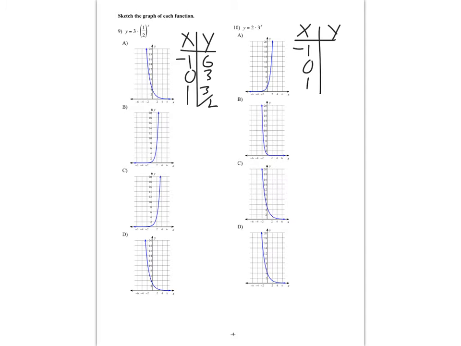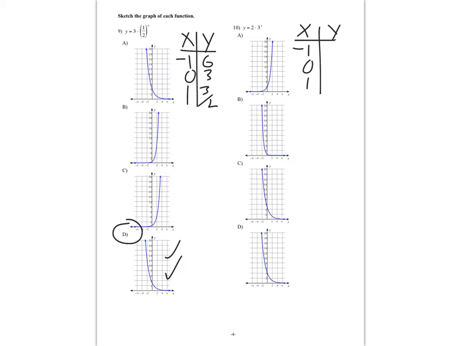If I take a look at these, the one has -1 comma 6. Looks like it might be D, and that's the only one that has that. 0 comma 3, D has that, and nobody else has that either. I think we're down to just D as our answer.